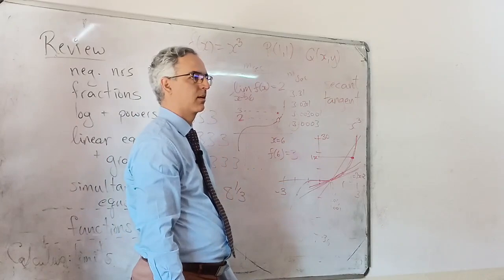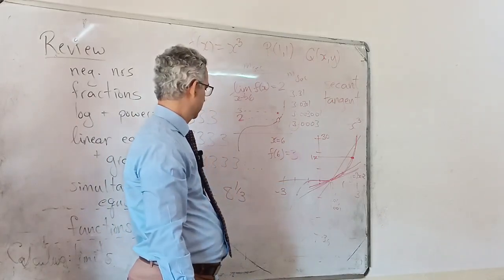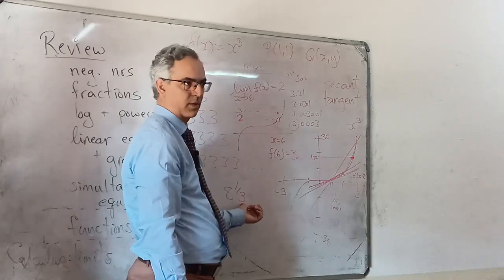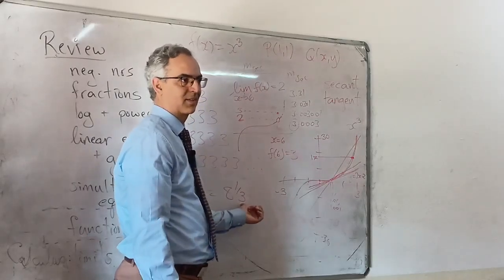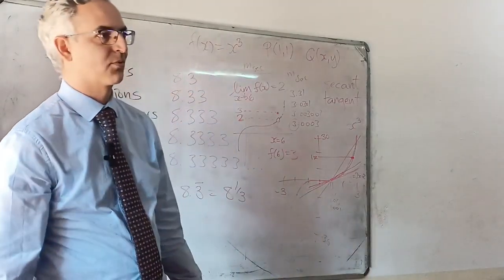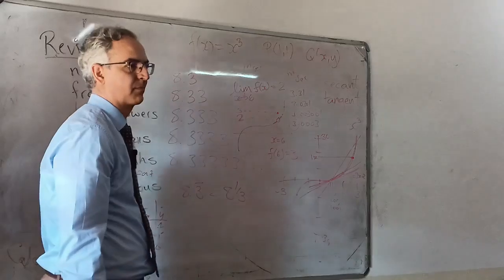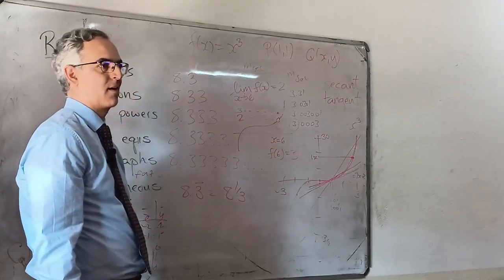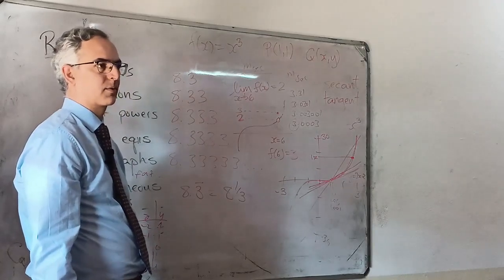8 and a third, does it exist? Is that a number? It's not a whole number, of course not. It's a decimal. It's a rational number, which is also a real number. So it does exist.